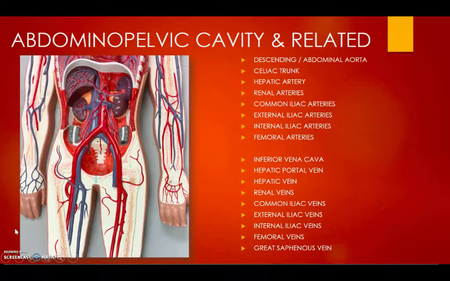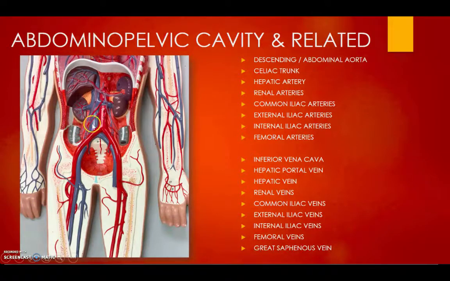Let's move on then to the abdominal pelvic cavity and related areas. Looking at arteries first. Now remember, arteries go away from the heart. And we are only now looking at systemic circulation. So all of the arteries are going to have oxygenated blood and be red, and all the veins are going to have deoxygenated blood and therefore be blue.